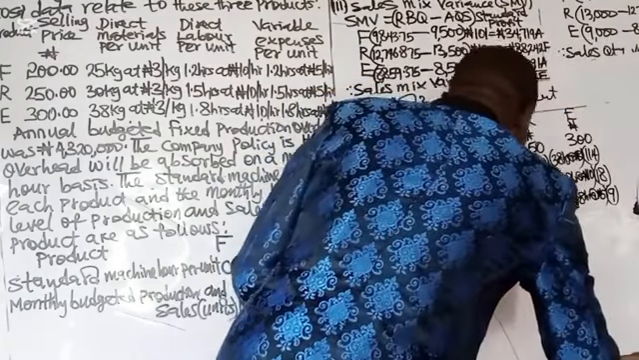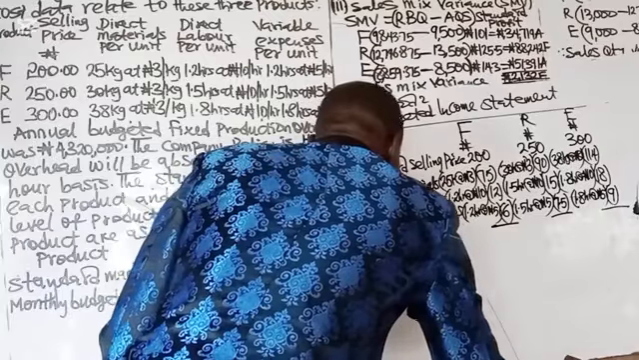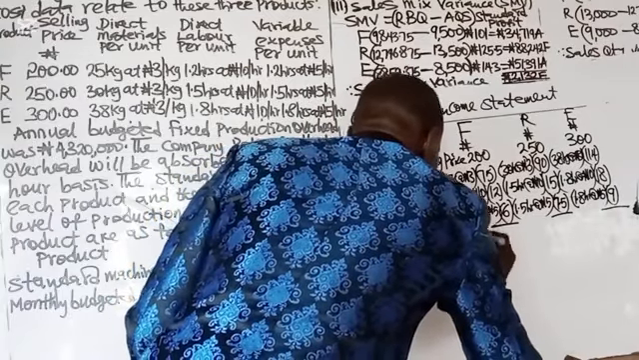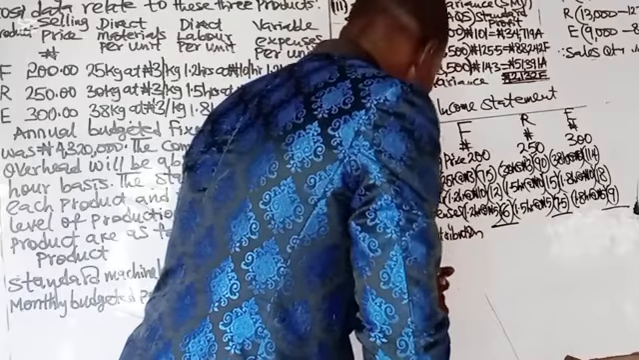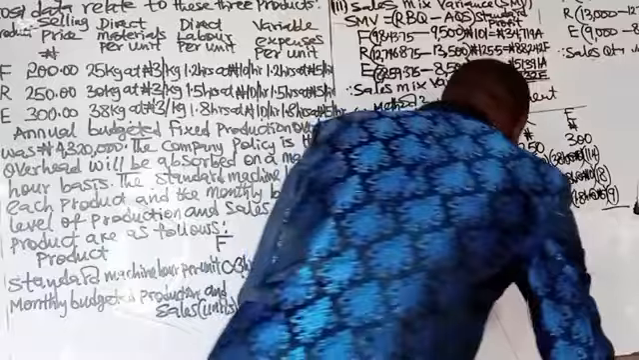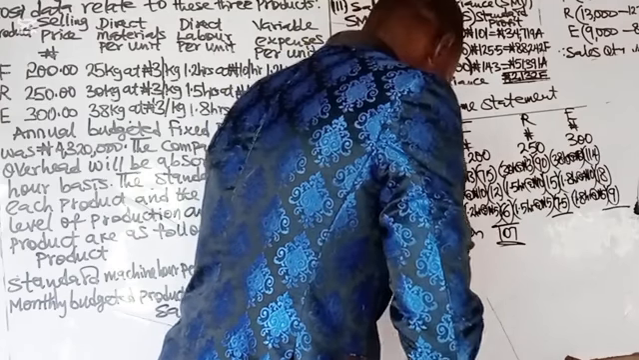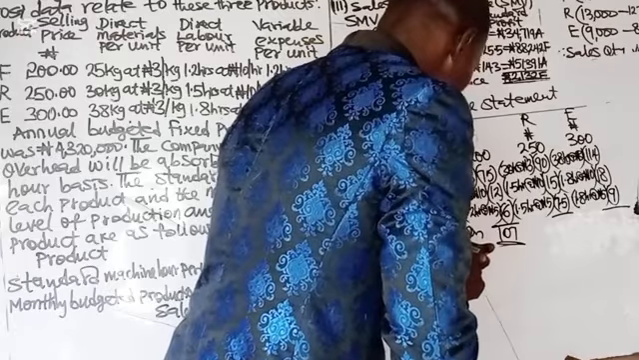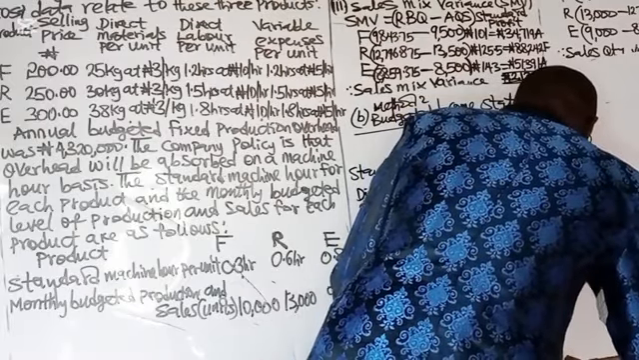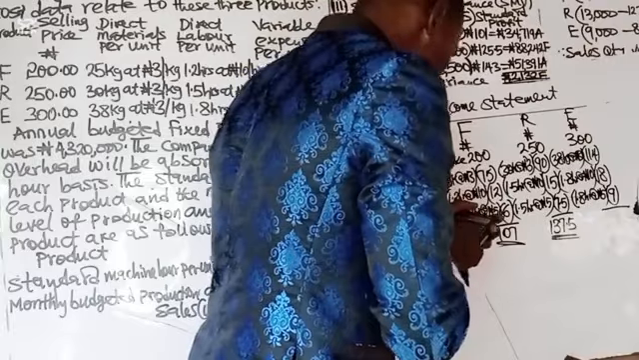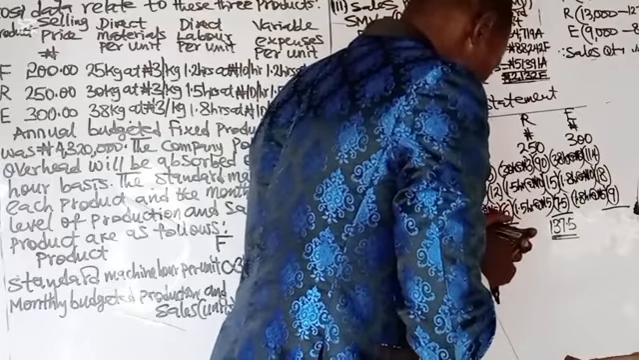Then if you subtract all those variable costs, you arrive at standard contribution. 200 minus 75 minus 12 minus 6. We have 107. Then 250 minus 90 minus 15 minus 7.5. So we have 137.5. Then we have 300 minus 114 minus 18 minus 9. That gives us 159 naira.